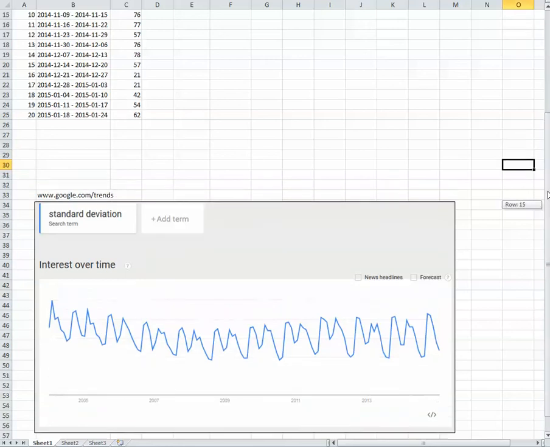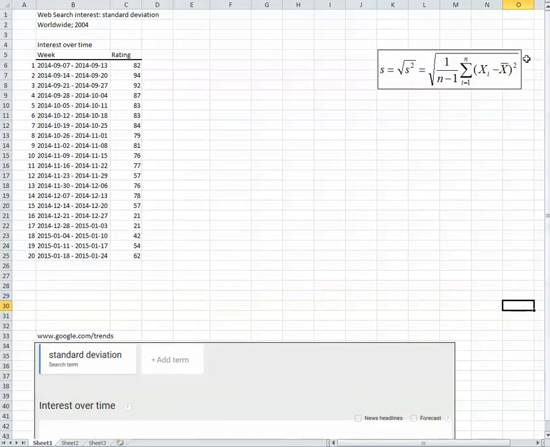Let's go ahead and scroll up, and let's use this data here. This is the weekly level of interest in standard deviation ending in the first couple weeks of 2015, going back to September. So we've got 20 observations, and we're going to be calculating this formula over here for the standard deviation.